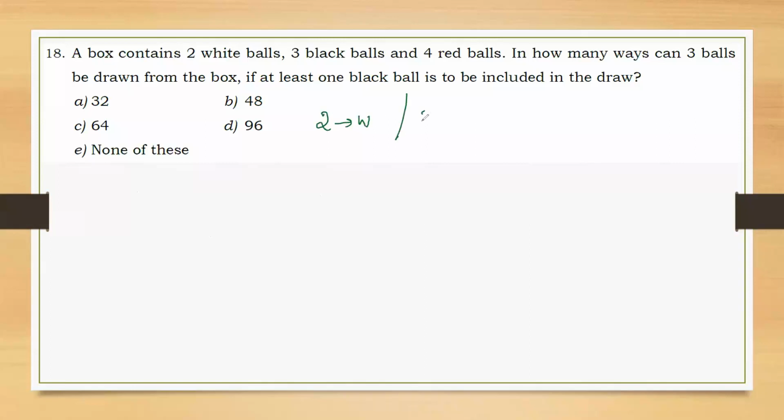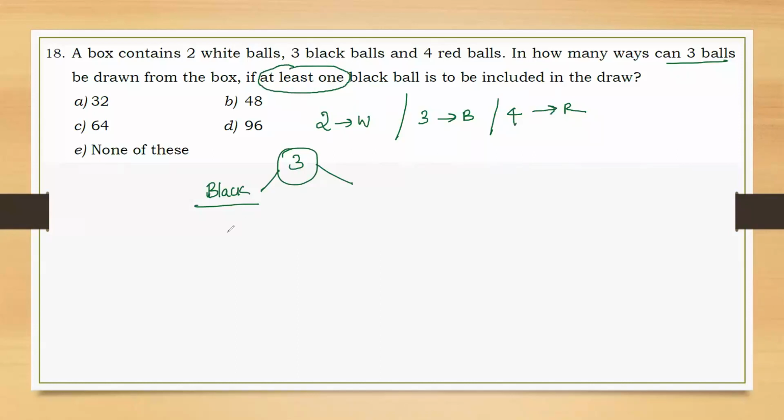So 2 white, 3 black, and 4 red. In how many ways can 3 balls be drawn from the box? At least 1 black ball is to be included. Listen carefully. The condition is for only the black. We are going to draw 3 balls, and in that, at least 1 black ball. So minimum 1 black ball, or 2 black balls, or 3 black balls, since we have 3 black, right? So you can go up to 3.